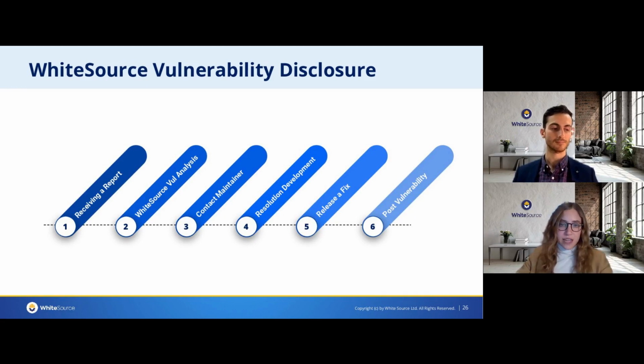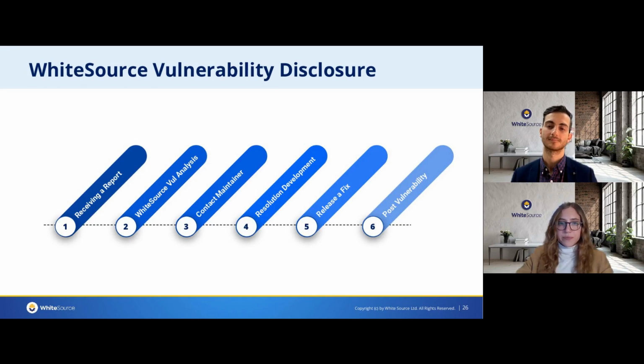The third step is to contact the maintainers regarding the vulnerability analysis and, in fact, inform them of a security breach discovered in their software. In this step, we're actually giving the maintainers the option to do the publishing by themselves. We will talk in detail in the next slide about this step.